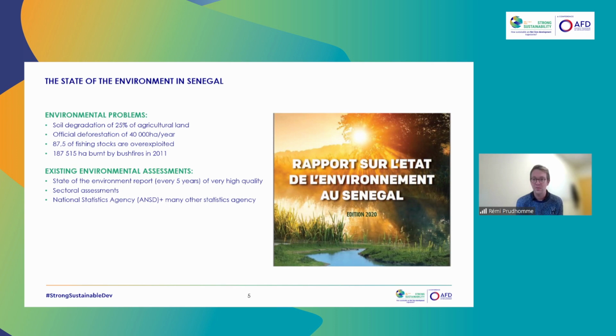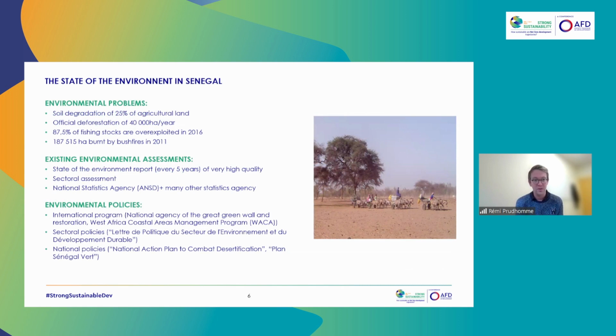In Senegal, you have different ways to assess it. You have a state of the environment report, which is done every 5 years and is of very high quality. You have also sectoral assessments, and you have a very performant national statistics agency, which gathers a lot of data on the environment. You have also some environmental policies in Senegal to try to fight this environmental degradation: international programs, sectoral policies, and national policies. But still, despite all these policies and assessments, the environment continues to be degraded.